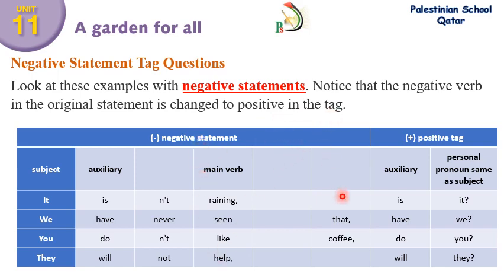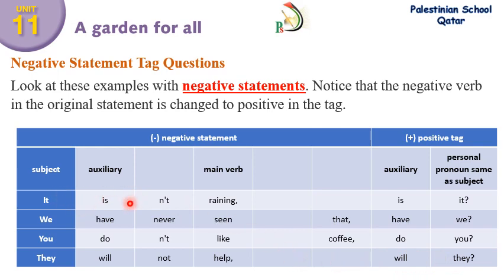Negative statement here. Positive tag. Negative with not. We have not in the negative statement. Negative: subject, auxiliary, main verb. It's not raining, is it? We have never seen that, have we? You do not like coffee, do you? They will not help, will they?